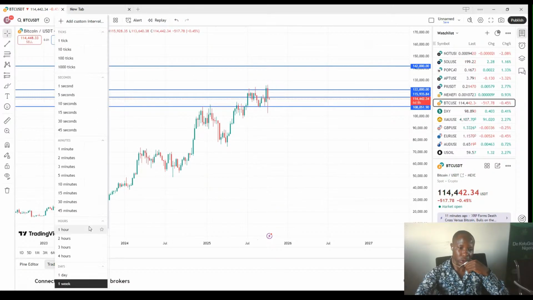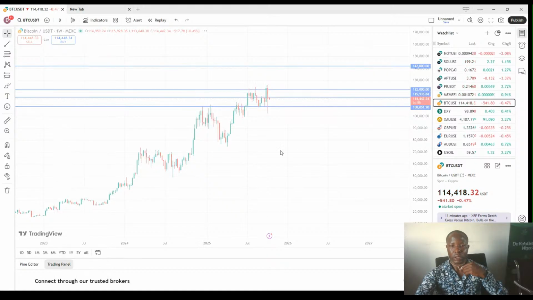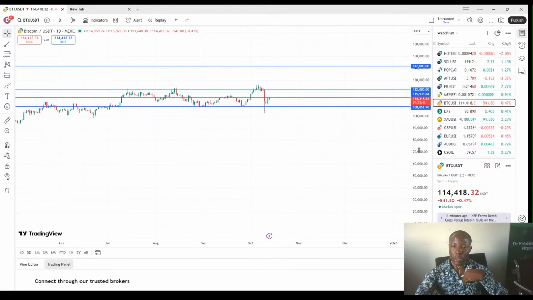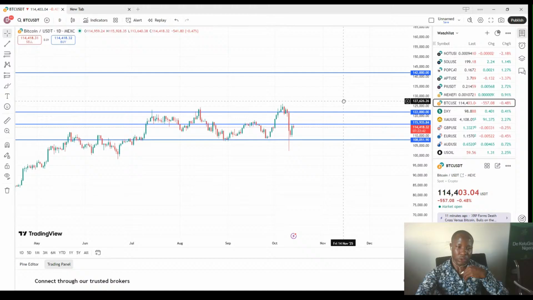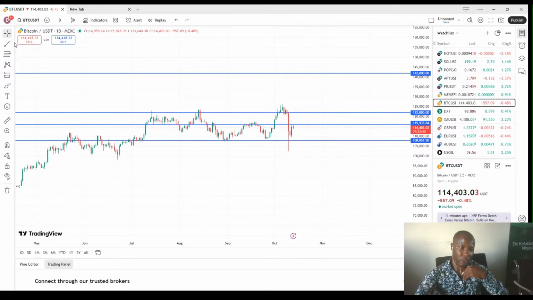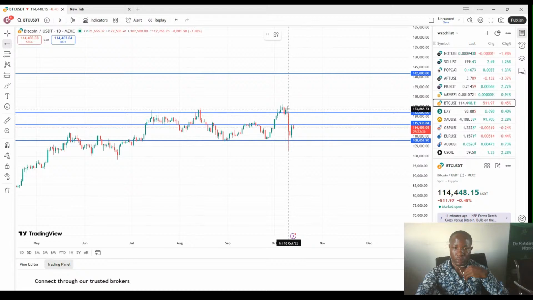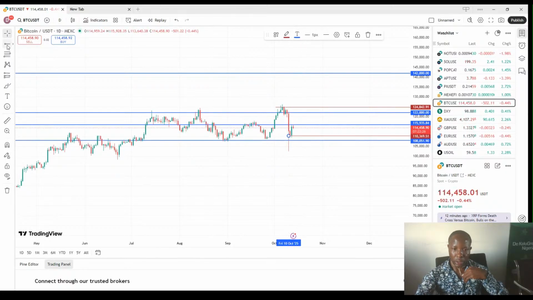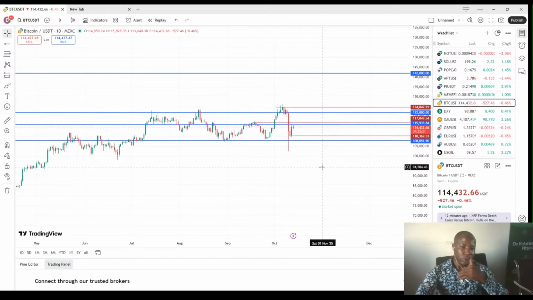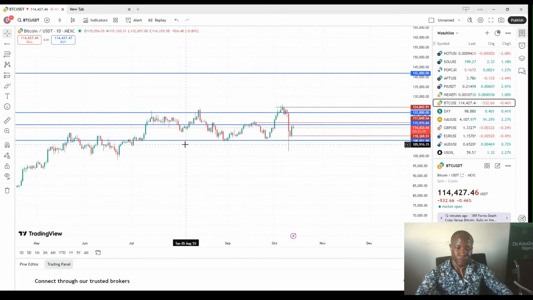So I'll now go to the daily to do proper analysis. On the daily, I actually mark out my targets here. All these areas are my targets, the market, and here. So I think that's all.